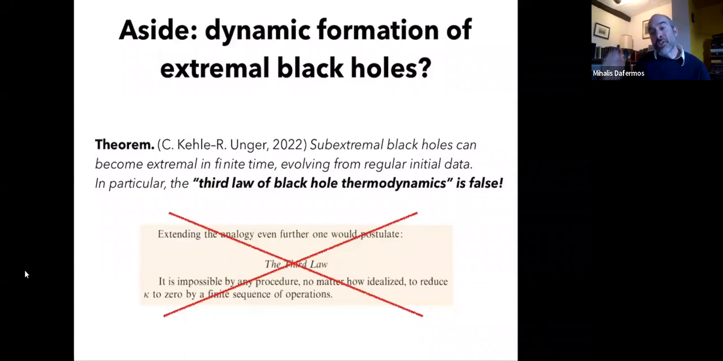So extremal black holes do form dynamically, and we do have to think about their precise stability and instability properties, and it's a really delicate problem in analysis, which maybe some member of the audience might want to study in the future. Okay, I think there's a lot to be done for that.